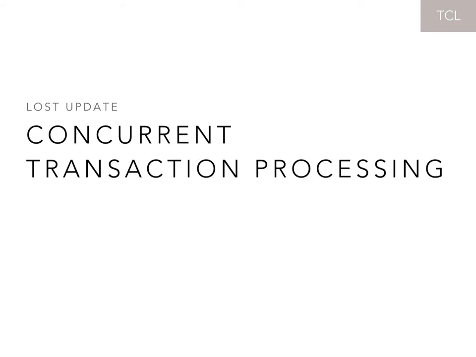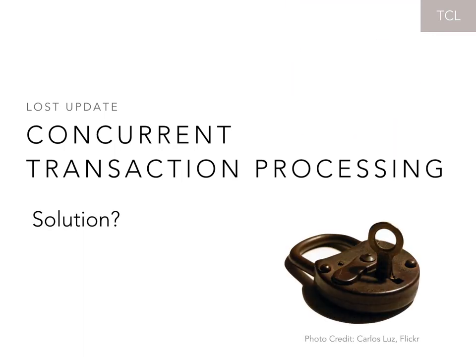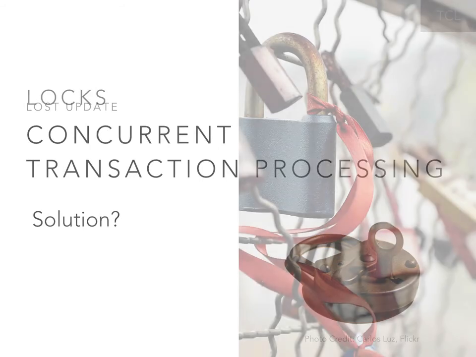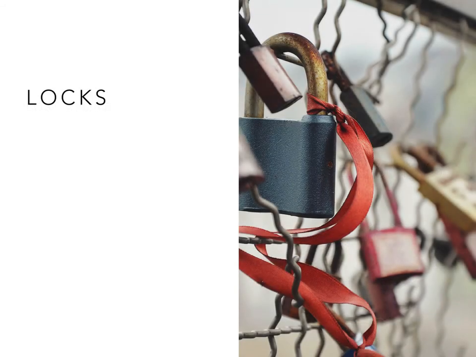How do we fix this lost update? What's the solution? Well, one solution that the book discusses is using locks. All right, so what's a lock? The lock, it's a pretty simple idea. It's that we can put a resource lock on some object, whether it may be a table or a row or the whole database, and make sure that nobody else can do any reading or writing.